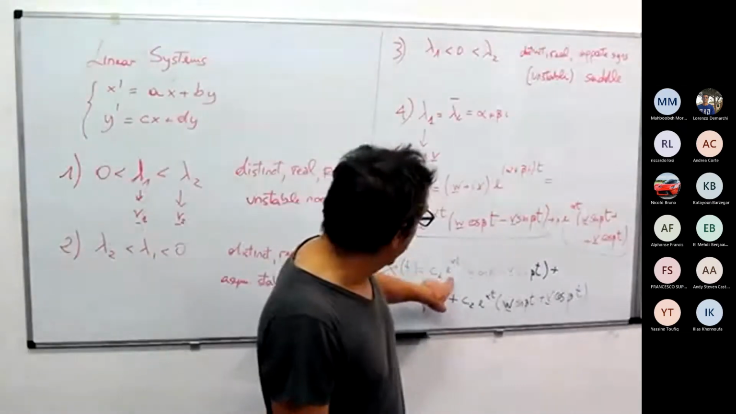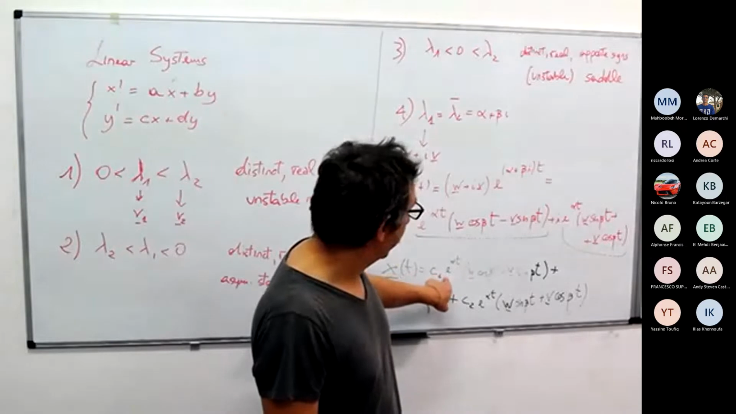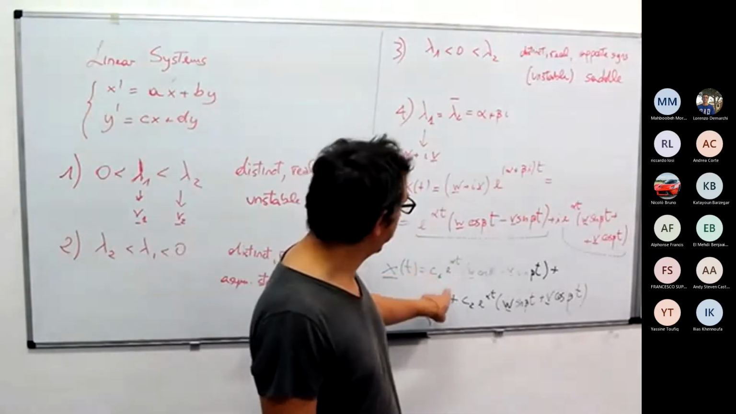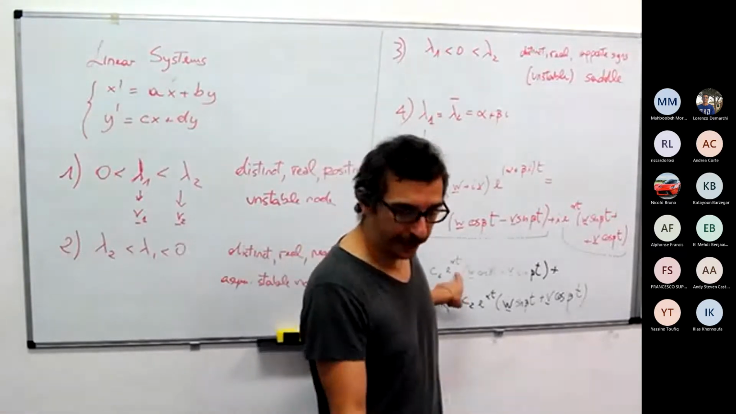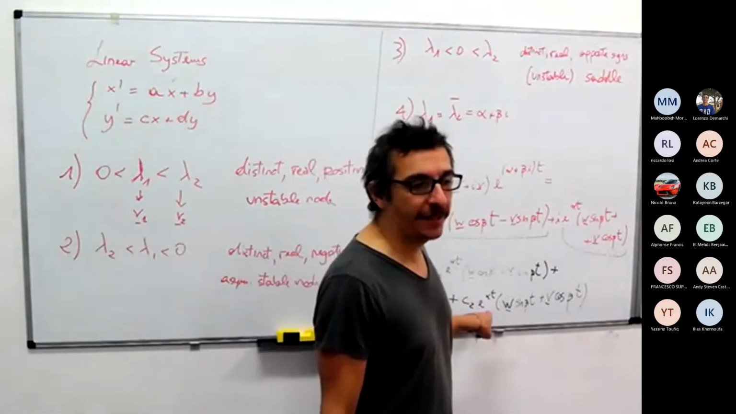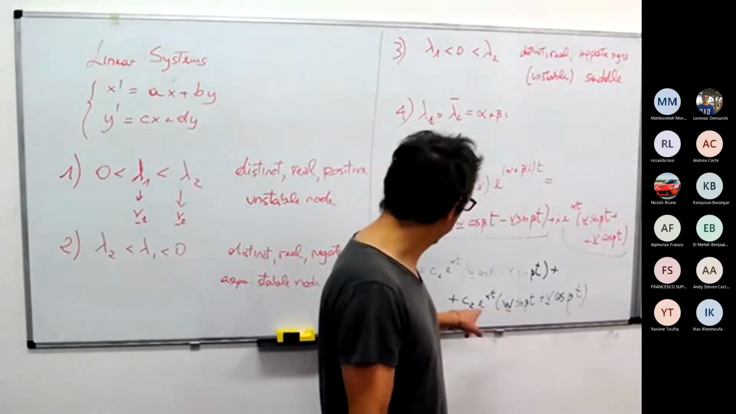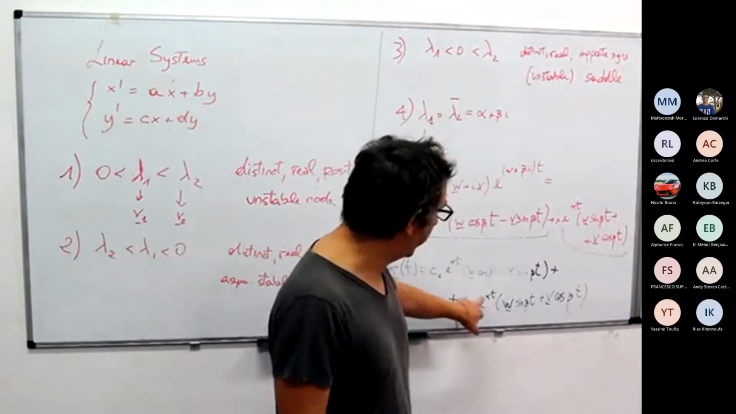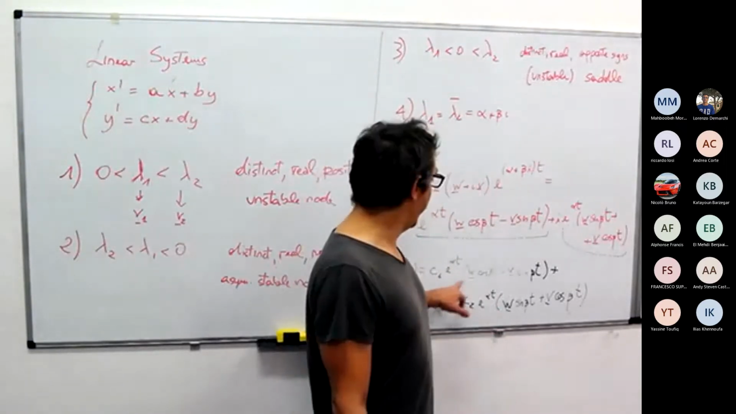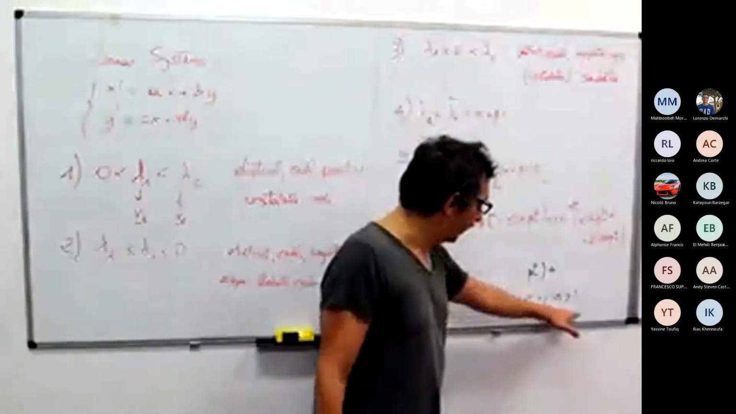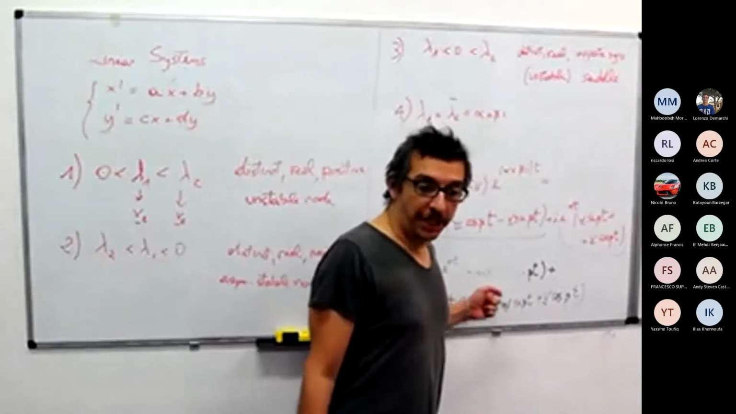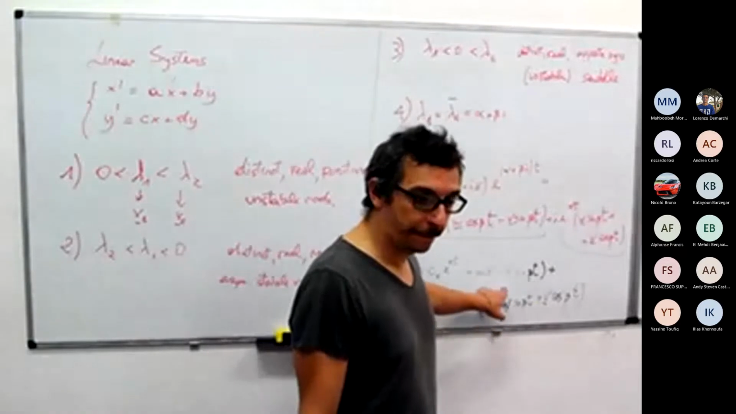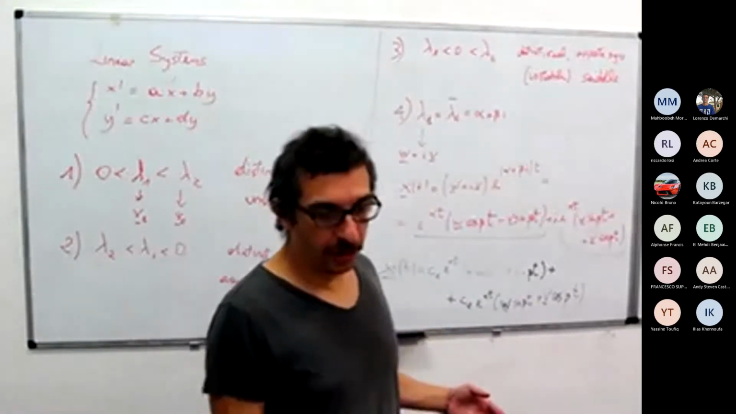These terms do not matter when alpha is equal to 0. Because if alpha is equal to 0, the exponential of alpha t is the exponential of 0, which is 1. And this other exponential of alpha t is the exponential of 0, which is 1 again. So if alpha is equal to 0, I have only this part of the solution, which is a periodic function. So in this case, I would have closed orbits.